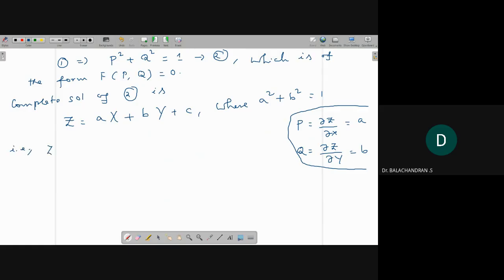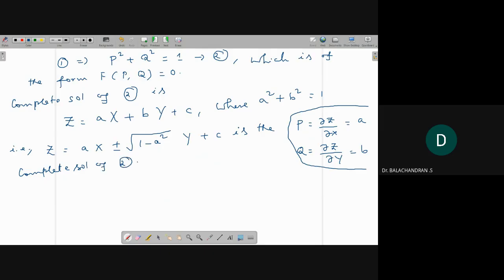So capital Z equal to aX plus bY plus c. You should write b in terms of a, or a in terms of b. b is equal to plus or minus root of 1 minus a square, into capital Y plus small c. This is the complete solution of equation 2.